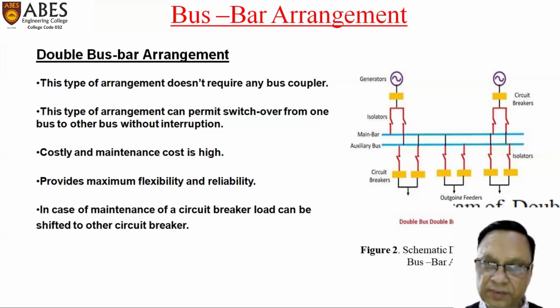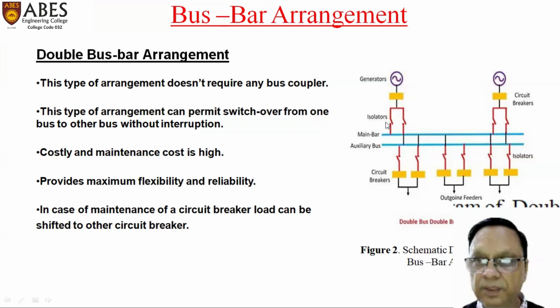It provides maximum flexibility and reliability, as we have seen, because here I've got two bus bars, main and auxiliary, and the generator is connected to both the bus bars. In case of fault in any one of the bus bars, either the main bus bar or the auxiliary bus bar, the power flow will still continue from the generator to the feeder by the second path. It provides maximum flexibility and reliability.